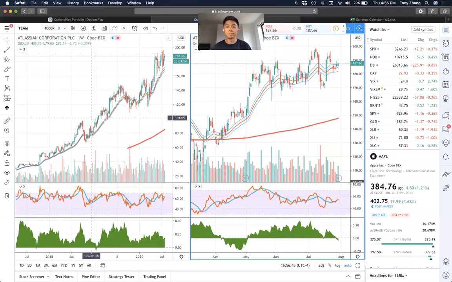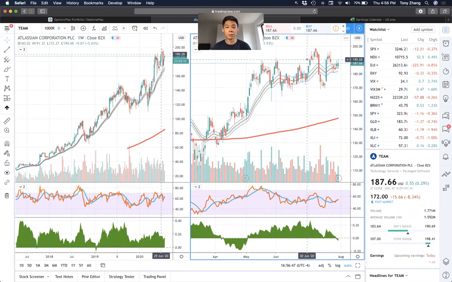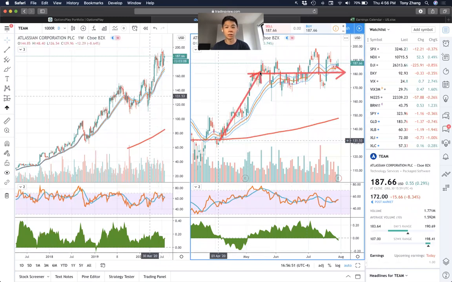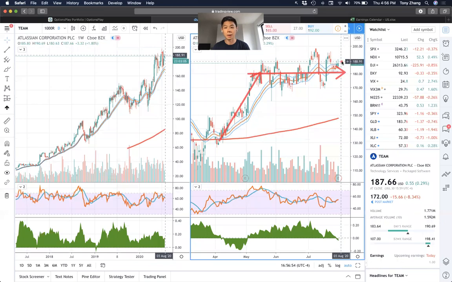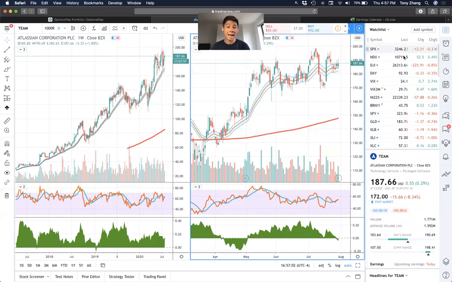Team hasn't been particularly strong. This was a nice move to the upside, but it really has started to lag behind the technology sector. So unless it can break above this 200 level, I'm not a big fan of this particular stock. It can come back to life, but I'm not seeing the momentum that suggests that right now. Joseph, thank you so much.